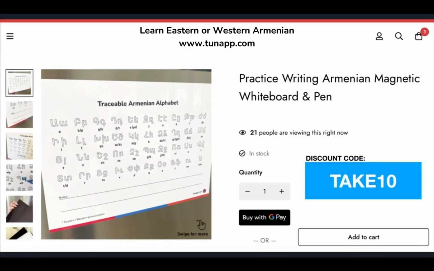Welcome back to day 2 of our 5-day challenge. Today we're going to be learning letters of the Armenian alphabet, as well as how to pronounce them. And at the end of this lesson, you will even be able to read and understand a few Armenian words based on what we've learned today.